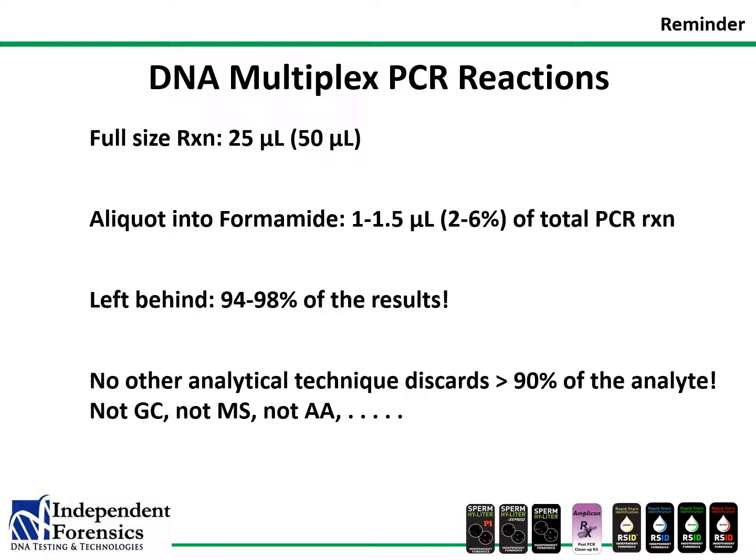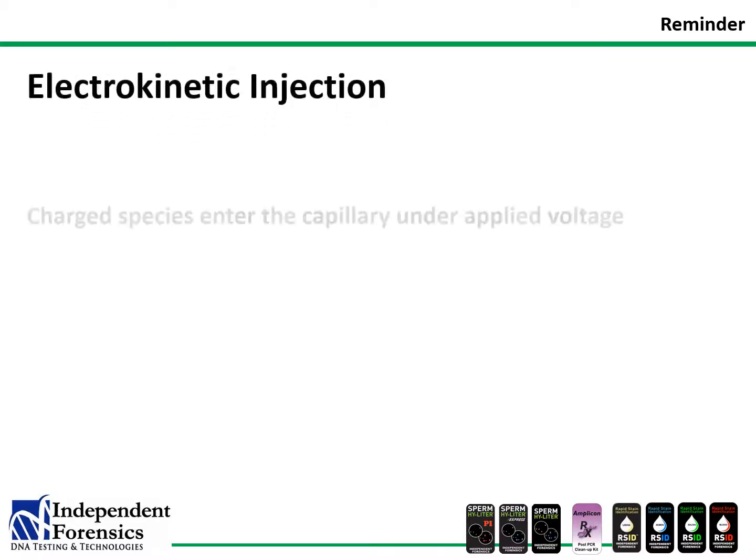I know of no other analytical technique that discards more than 90% of the analyte. Not gas chromatography, not mass spectrometry, not atomic absorption, not NMR, not ESR. I don't know of any technique that deliberately ignores 90% of the analyte you have spent so much time, effort, and money attempting to make. Amplicon Rx fixes this problem.